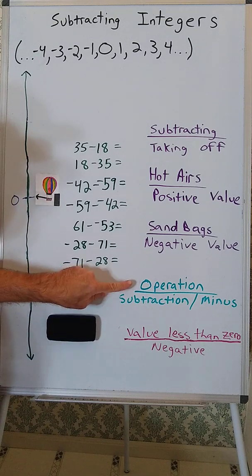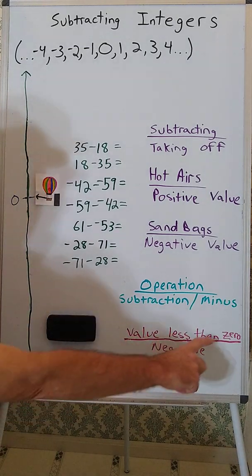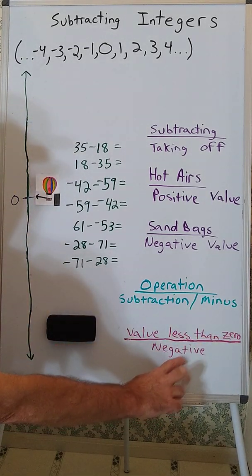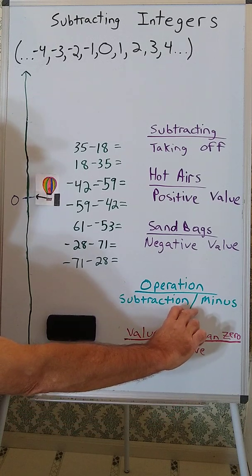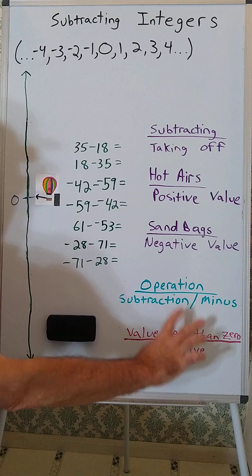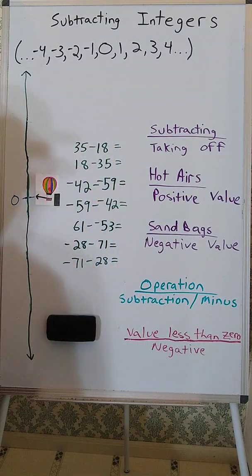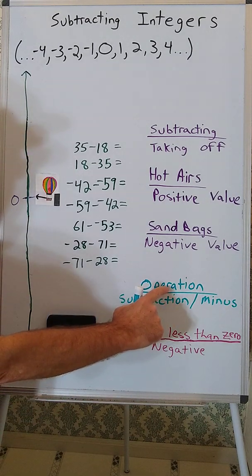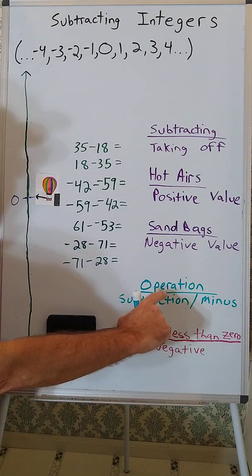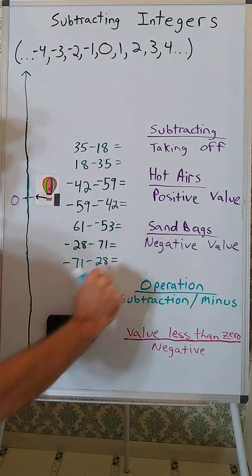And we need to distinguish between the operation, subtraction or minus, and a value less than 0, which is negative. These have separate meanings, and by properly distinguishing them, the idea of where the balloon starts and goes makes a whole lot more sense. So I will be circling the operation to help us identify whether the number after the operation is positive or negative.